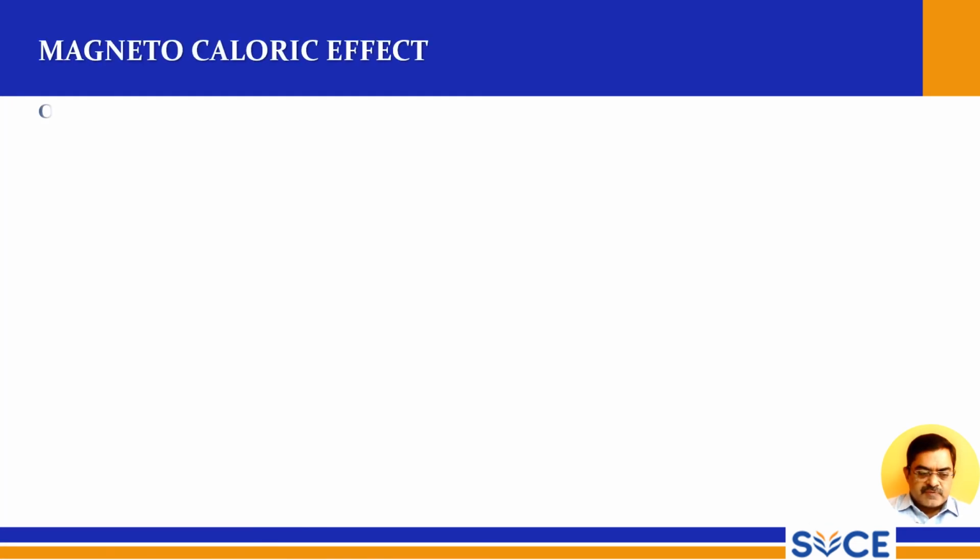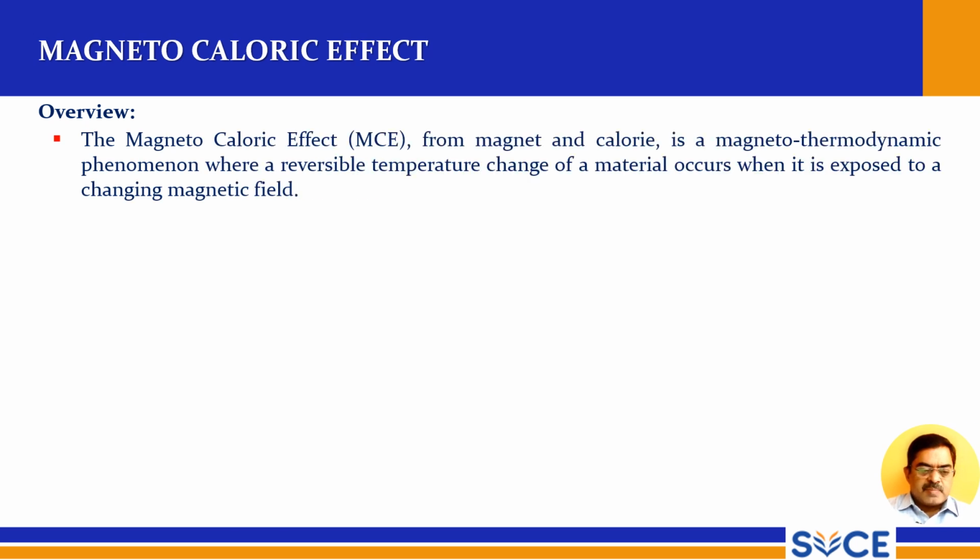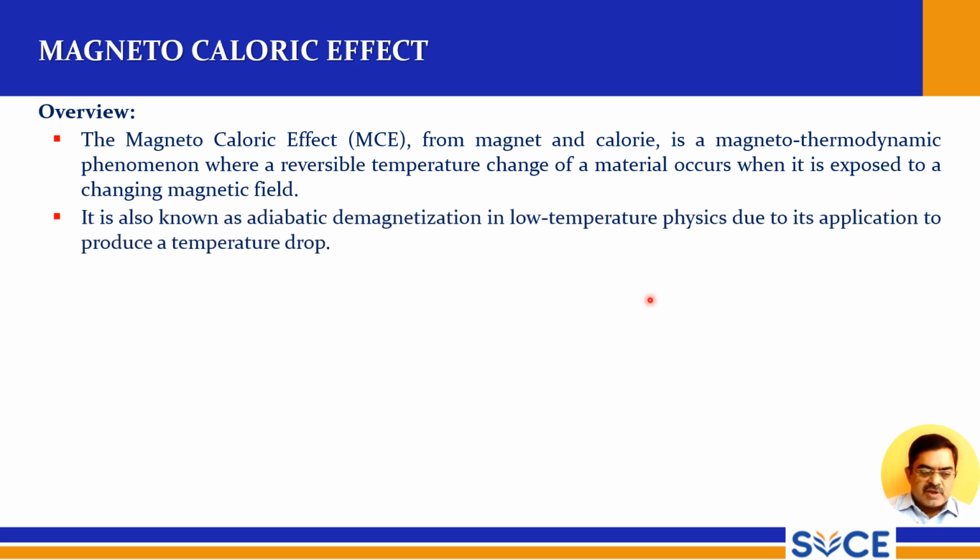Magnetocaloric effect. This is a very important concept in a magnetic refrigeration system. That is MCE, the magnetocaloric effect. MCE, from magnet and calorie, is a magnetothermodynamic phenomenon where a reversible temperature change of a material occurs when it is exposed to a changing magnetic field. It is also known as adiabatic demagnetization in low temperature physics, due to its application to produce a temperature drop.